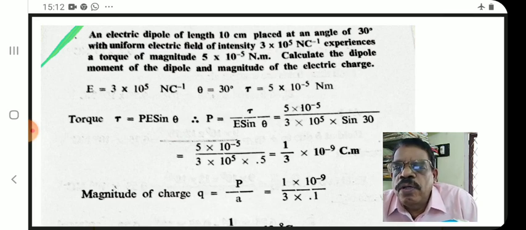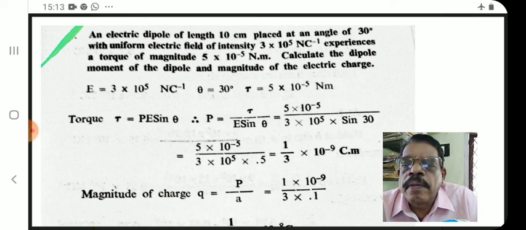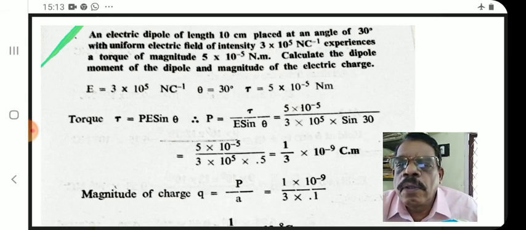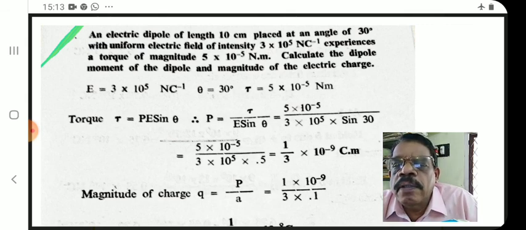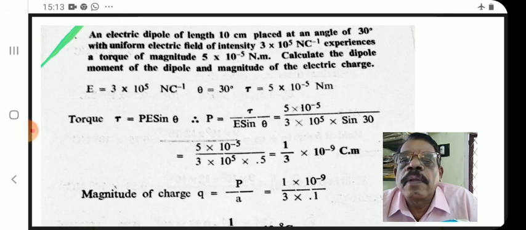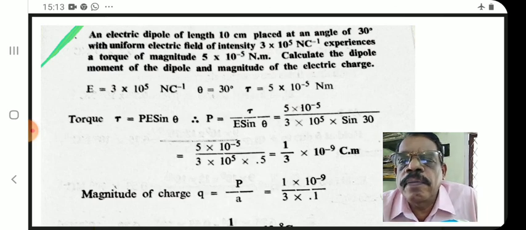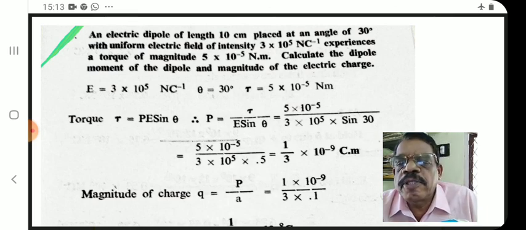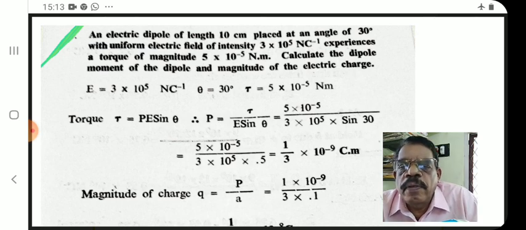We put the value, tau is equal to 5 into 10 raised to minus 5 by 3 into 10 raised to 5 into 0.5. On cancellation, you will get 3 into 10 raised to minus 5. No, the field is plus 5. You look here, the field is 3 into 10 raised to plus 5. On calculation, we get 1 by 3 into 10 raised to minus 9, that is the dipole moment.